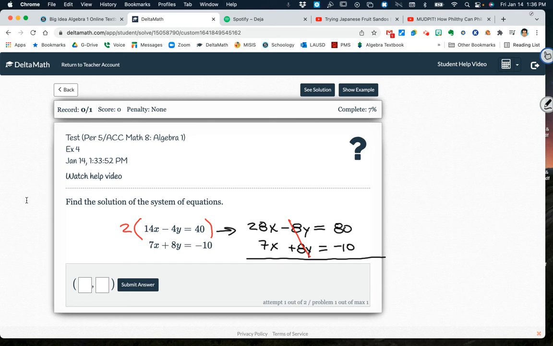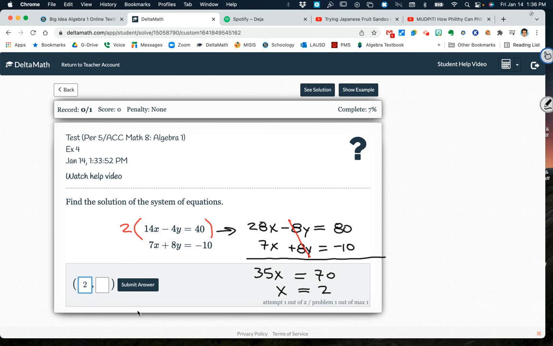And this is going to be what? 35. 80 and -10. This makes 70. So that means x is 2. After all that, we got x is 2.